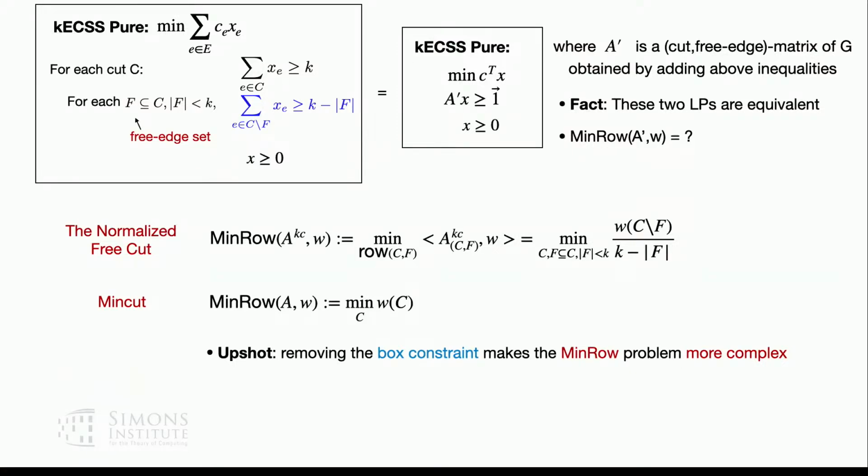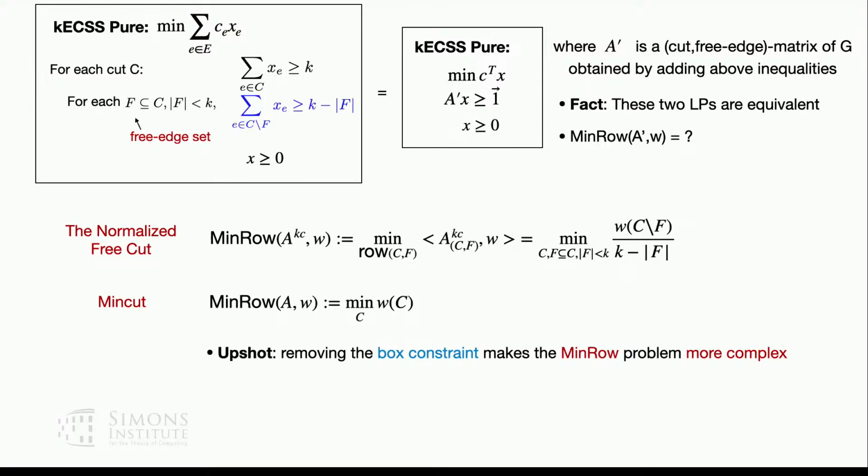And notice that in the version of kECSS where we don't have the box constraint, the min row problem is simply a min cut. But now, if you have to deal with a box constraint, the min row problem becomes this normalized version of the free cut problem. So the upside is that there's a technical challenge: if you remove the box constraint and apply this multiplicative weight update framework on this covering LP, then you get this normalized free cut problem. So any question at this point? Okay, very good.